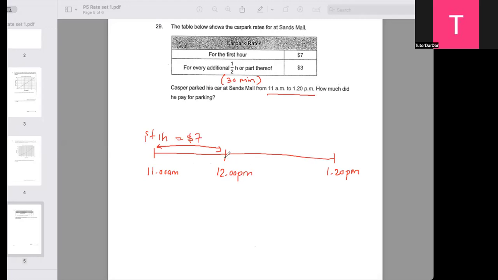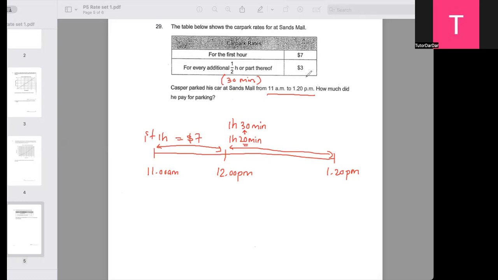Okay, so 12 p.m. to 1:20 p.m. What is the duration? I have 1 hour and 20 minutes here. But here, every slot is 30 minutes. So this 1 hour 20 minutes, this 20 minutes, I have to make it into 30 minutes. So it becomes 1 hour and 30 minutes. Why? Because they charge in 30 minutes interval.